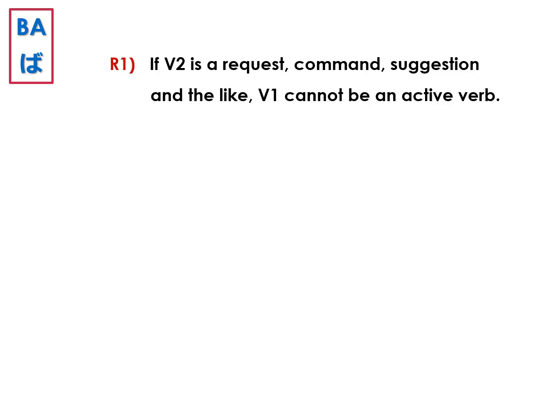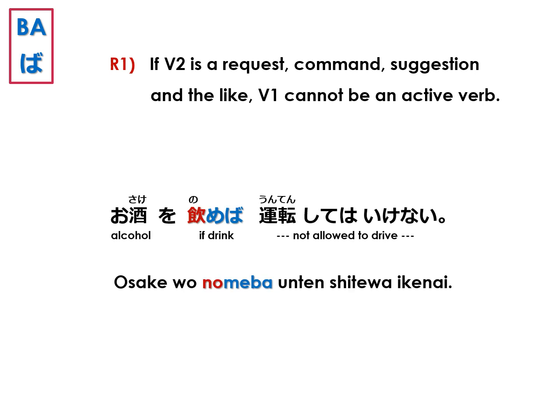First restriction is that if the main verb is a request, command, suggestion, and the like, the verb in the ba clause can't be an active verb. Our example, お酒を飲めば運転してはいけない。Our V2 is 運転してはいけない, You're not allowed to drive, which is a prohibition. And our V1 is 飲めば, if you drink, which is an active verb, and this violates the restriction.